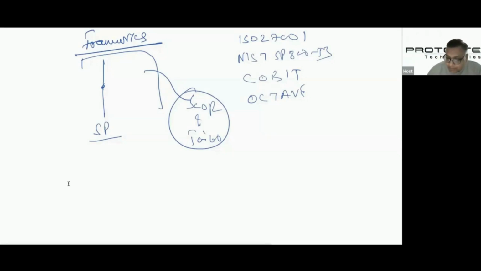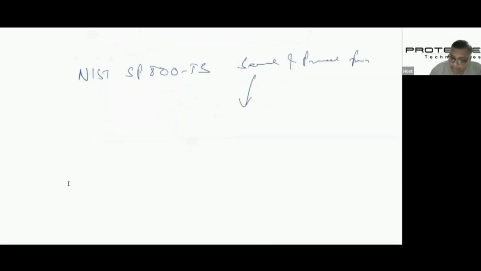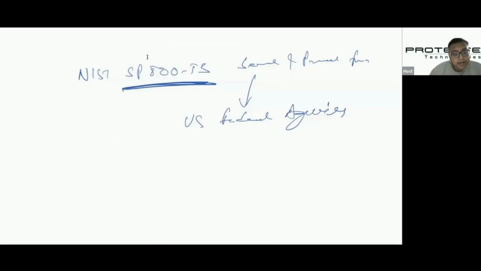The first amongst them is NIST 800-53. NIST 800-53 is a security and privacy framework for US federal agencies. That means all the US government agencies, this becomes their guiding principle. If they have to develop something, they need a starting point, so they go and visit NIST SP 800-53.